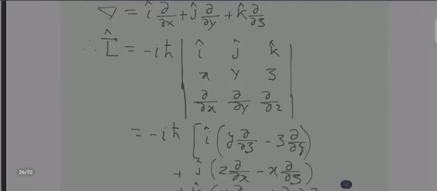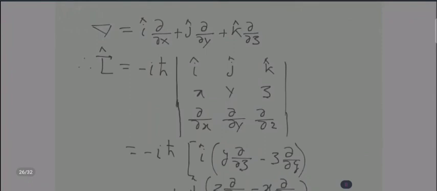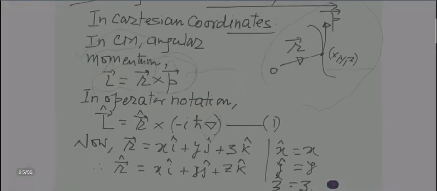Now in the next screen you can clearly see that del equals i hat del by del x plus j hat del by del y plus k hat del by del z. Then what will the L hat operator imply? When I put this value over here and take the cross product, these terms, as they are constant, will come out and it will become something like this: r hat cross del.